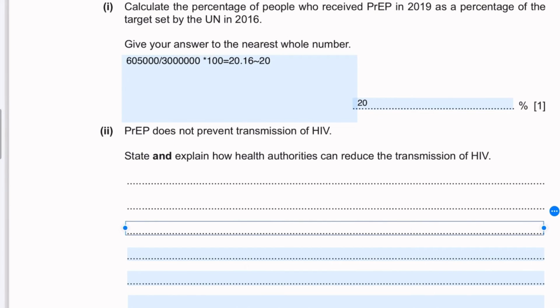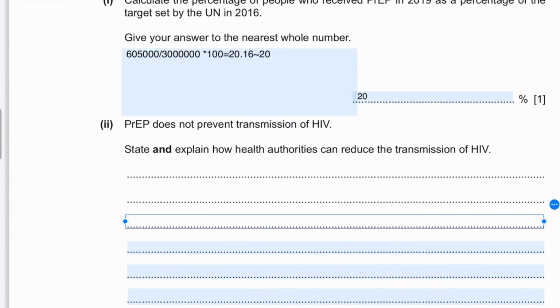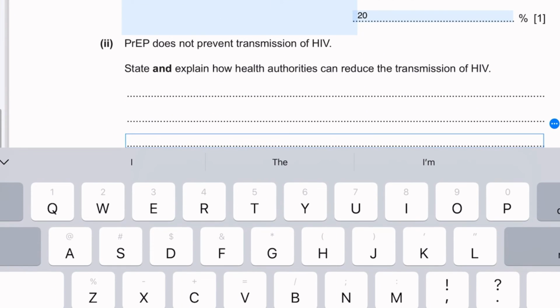For example, there are high risk groups for HIV in different parts of the world. So obviously provide these people with these drugs. And what else can you do? I suppose these are enough ways to reduce transmission of HIV. So let's go ahead and mention those.